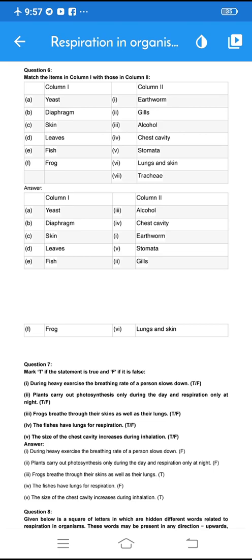Okay, so next one is leaves. In the leaves there are stomata present. Stomata are present on the lower surface of the leaf, and are covered by guard cells. Okay, finally fish. In fish the breathing organs are gills. And the last one is frog. So a frog breathes through two organs. When it is outside on land, it breathes with its moist skin, whereas when it is in water, it breathes with its lungs. So it uses both lungs and skin for the respiration process.